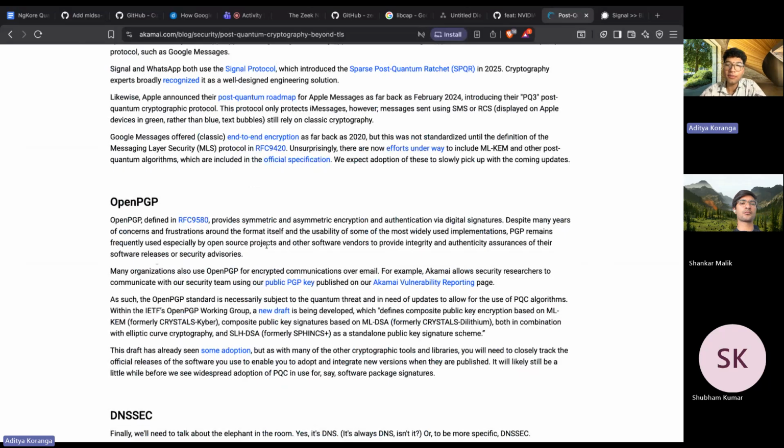So for email stuff, quite a good amount of people use PGP, and OpenPGP is also quantum vulnerable. So in the IETF, there is an OpenPGP working group that provides a new draft for ML-KEM and ML-DSA.